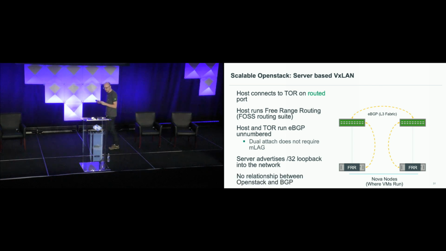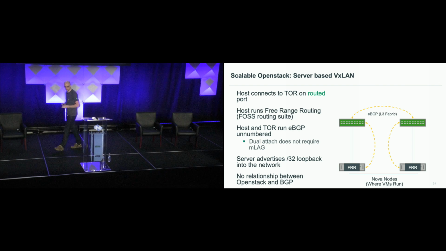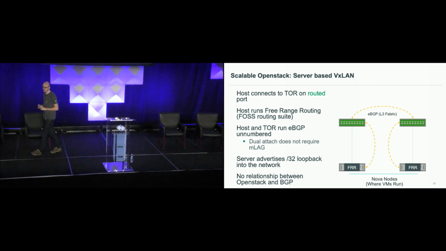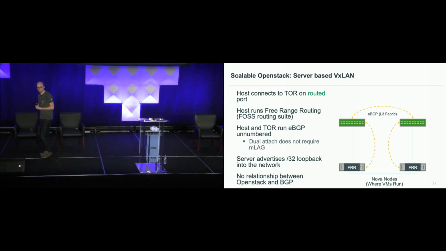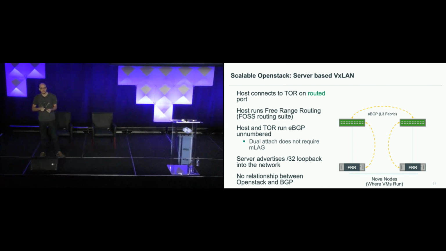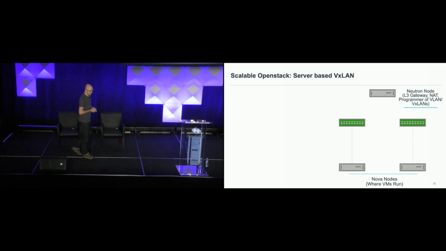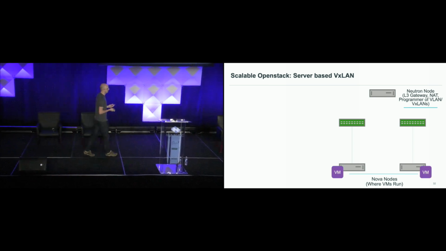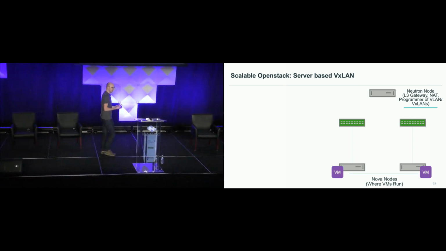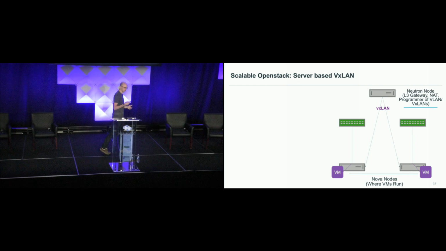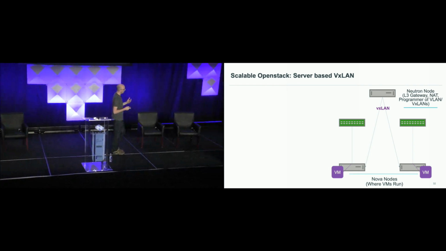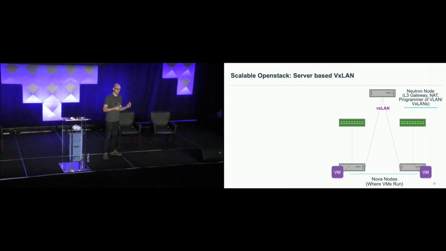And again, Openstack has no relationship with BGP. It's not speaking BGP. It's not programming BGP. Again, we're using BGP as a mechanism to build this underlay fabric for Openstack to do things on top of. So what happens in this scenario is, again, I provision a VM. I allocate the local segment for that VM within the hypervisor.